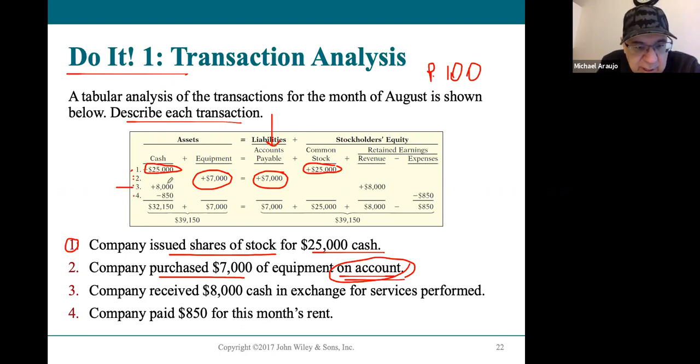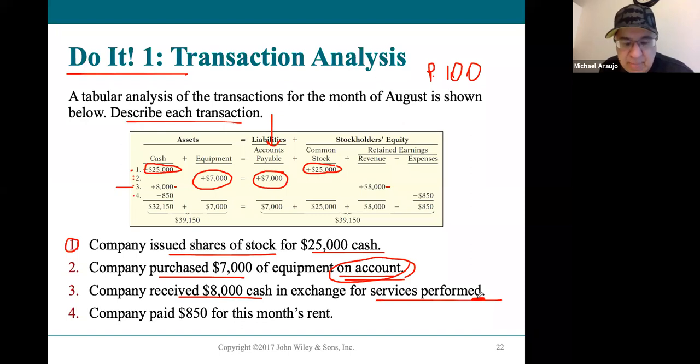Number three, it looks like we have $8,000 more in cash, and $8,000 more in revenue. And so it looks like in this case, we received $8,000 in cash because we did work. Again, the word performed means it's done. Past tense, performed, done. Delivered, done. So in this case, we've already done the work, so we've earned it. That's why it's in revenue. Revenue is earned by selling products or services. And it looks like we got paid in cash, which is the preferred way to get paid. We really do want to get paid in cash.